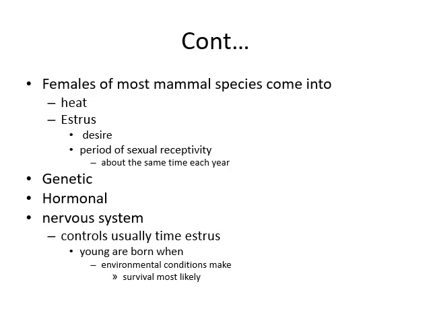This is controlled by genetic control, hormonal control, or the nervous system. Genetic makeup, hormones present in the body, and the nervous system all control estrus timing or the estrus cycle. The young are born when environmental conditions make survival most likely. When environmental conditions are favorable, the female will have estrus or heat periods in the spring and in the autumn.